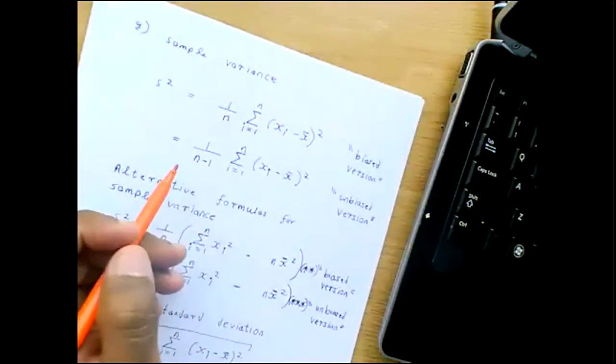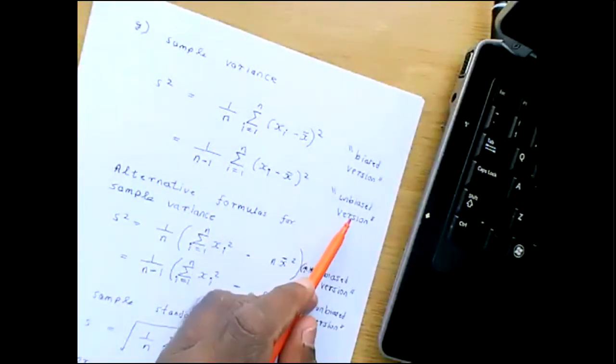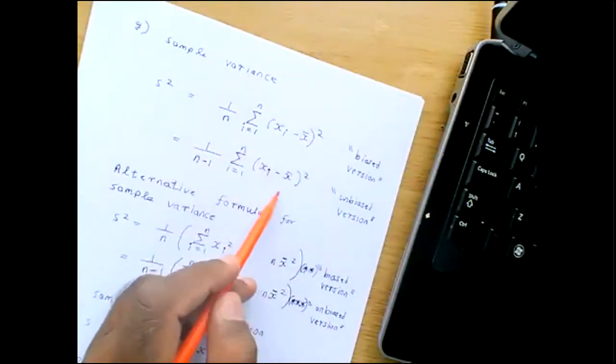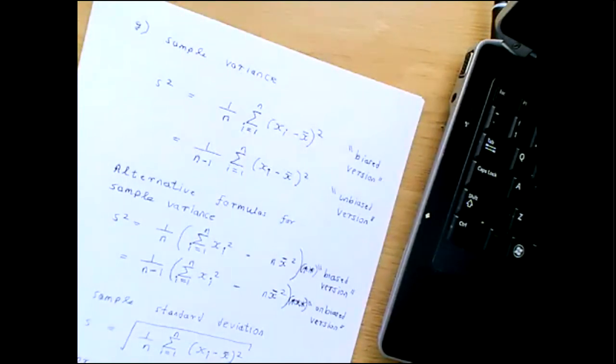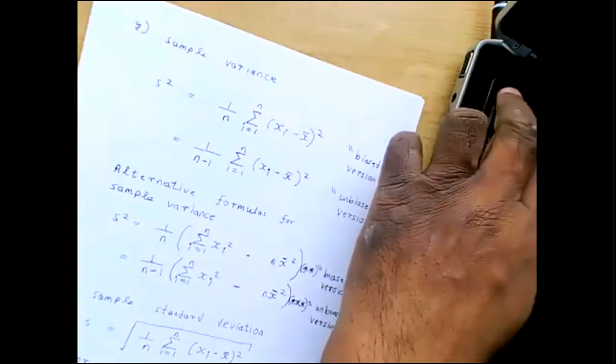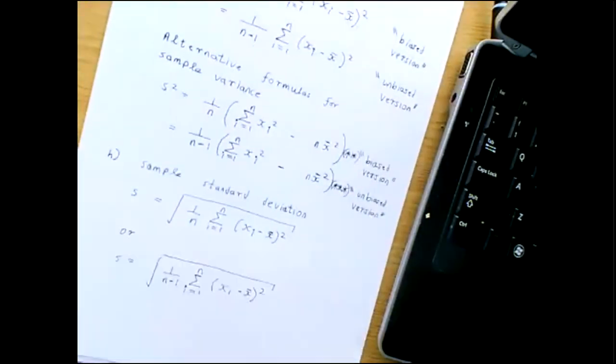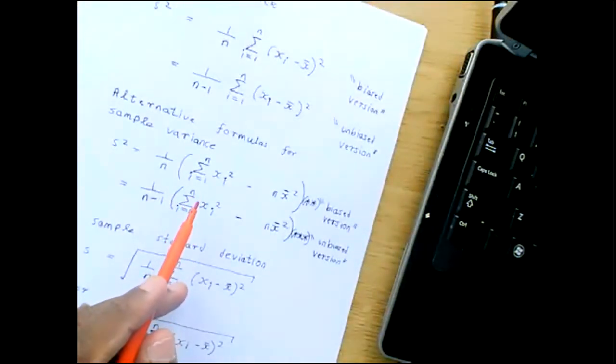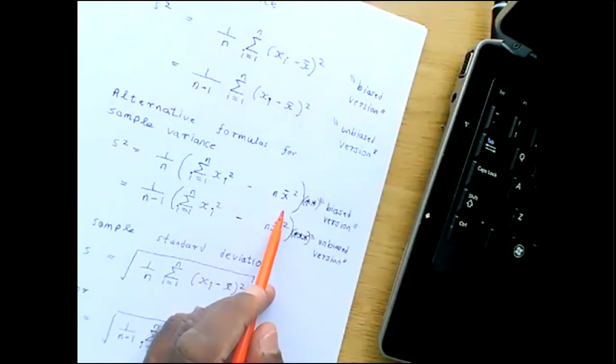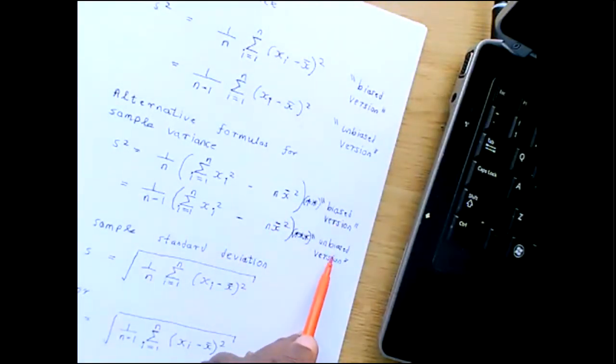Now, the sample variance, I think I talked about this last week. There are two definitions. This is the biased version. This is the unbiased version. Normally, people use this unbiased version, which is the common one. Just a minute, give me a sec, guys. All right, and there are alternative formulas for the sample variance. This is the alternative formula when it's biased, and this is the alternative formula when it's unbiased, right?